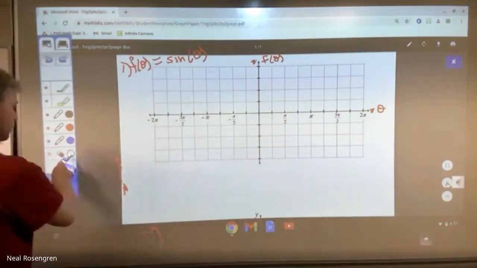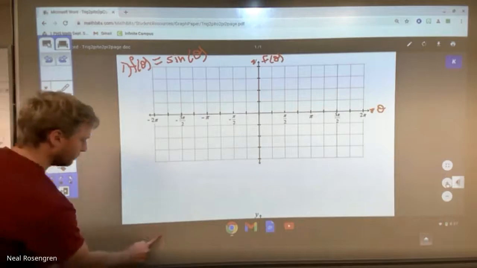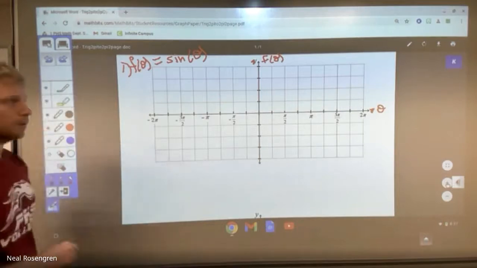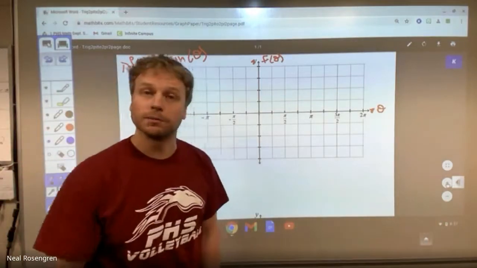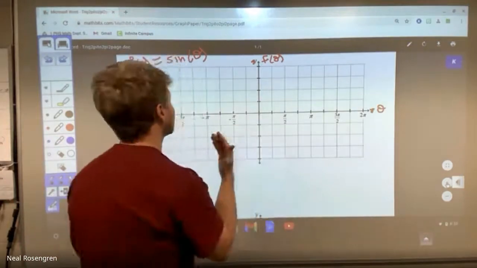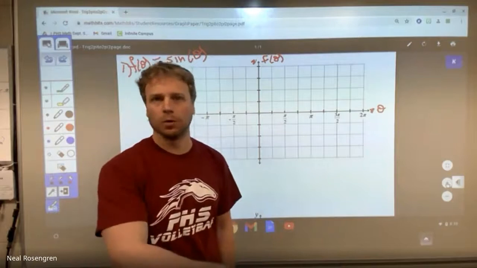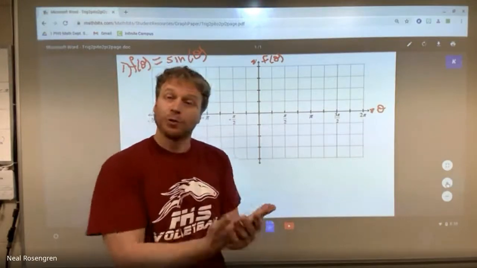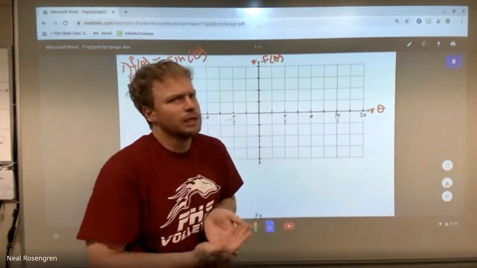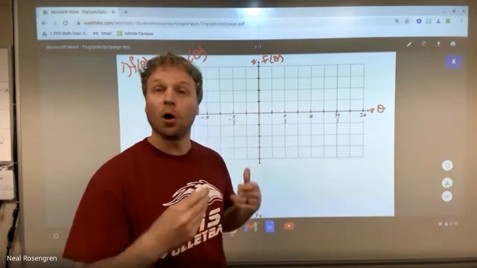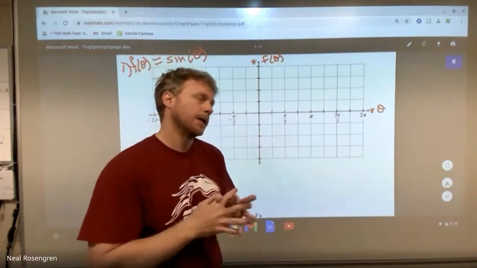So take out any color you like, it doesn't matter. And it can just be a pencil, that's cool. And I just want to plot some points. And because we're going to graph sine of theta, we just care about the y values along the way, okay? So if you have your unit circle out, it makes it really easy, so you don't have to try to recall the y values the whole way through.